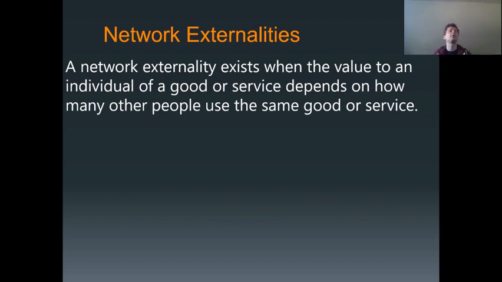Now, the only other type of externality that you have to know about here is a network externality. And luckily, you don't have to graph this one. A network externality exists when the value to an individual of a good or service really depends on other people using the service. So things like social media. It can be the best social media platform in the world, but if there's only 10 people on it, you're not going to get a whole lot of traction there, and it's not going to hold a lot of value.